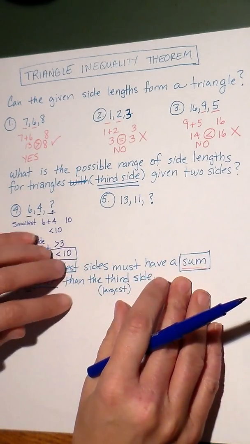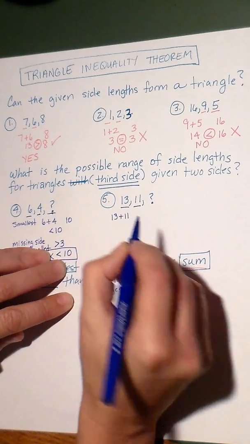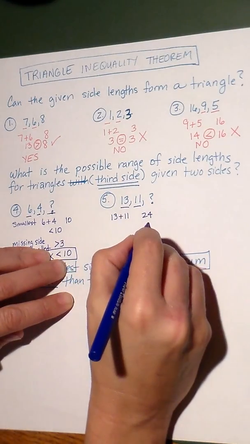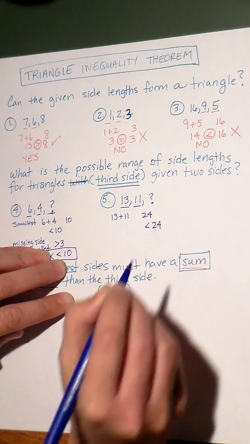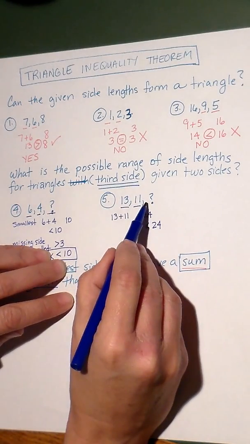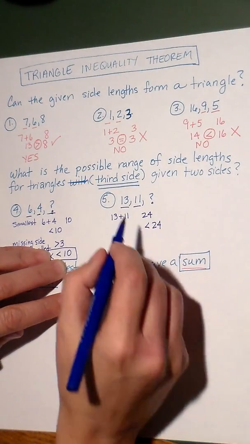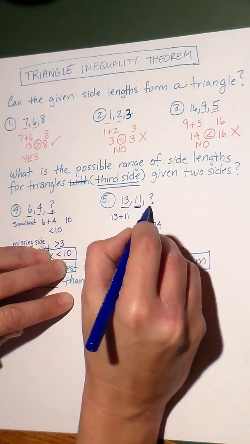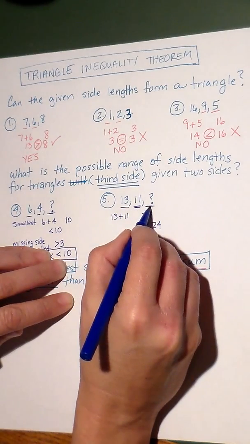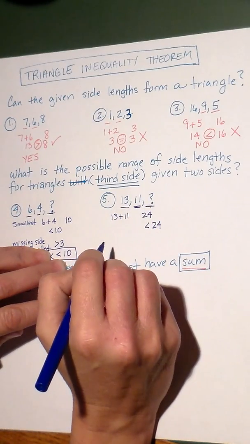So let's look at the second one. If 13 and 11 are the smallest, what's 13 plus 11? 24. So that last number cannot be anything greater than 23.99999. It has to be smaller than 24, because if it's 24 or larger, 13 plus 11 would equal it or be less. Now, if 11 and this number are the two smallest sides, they have to equal something greater than what? 13. So 11 plus what equals 13?